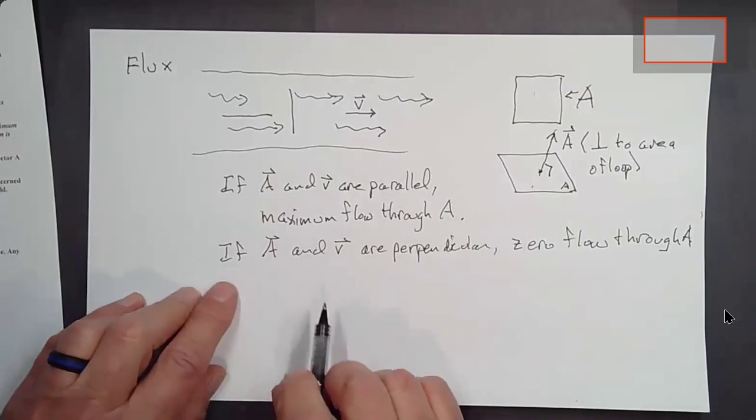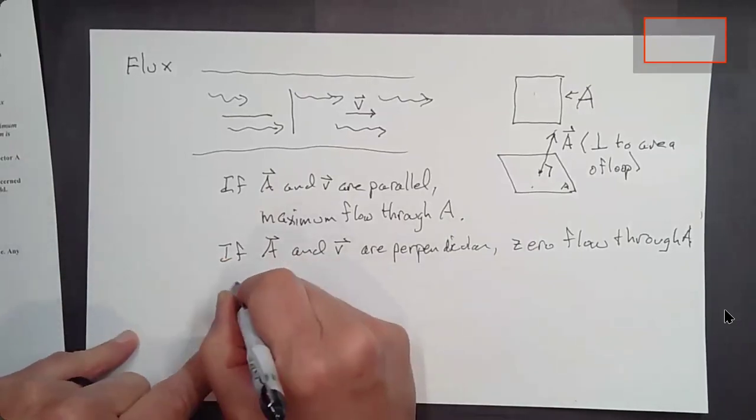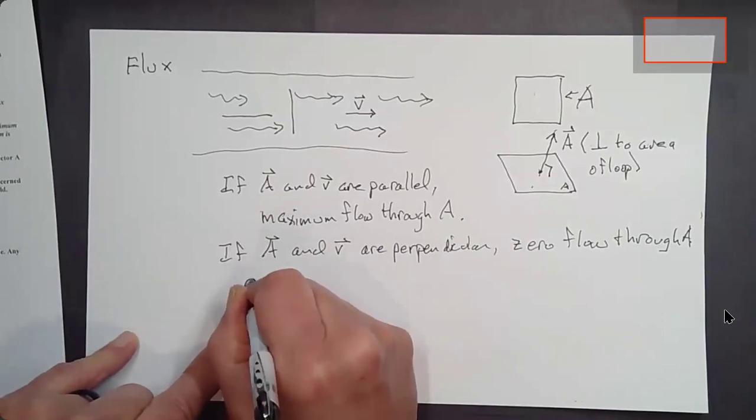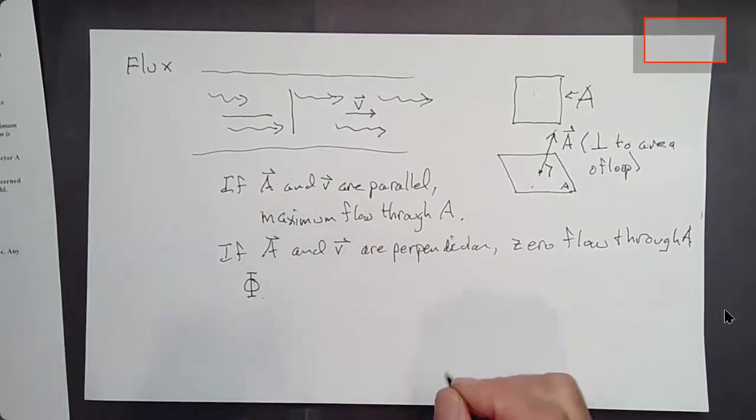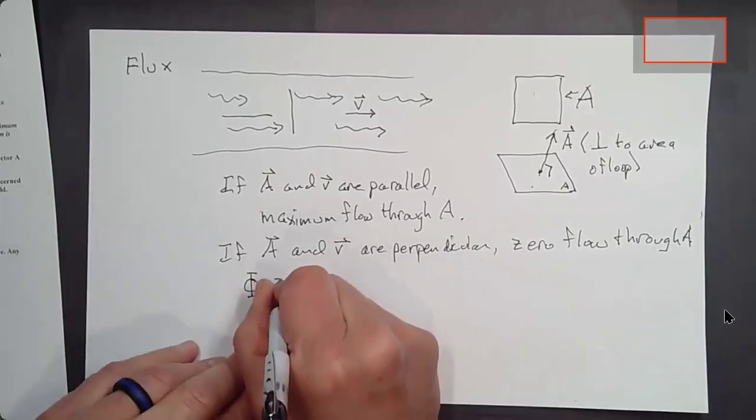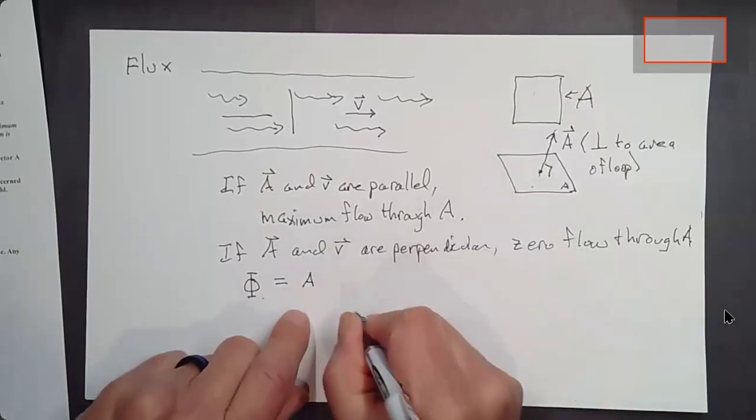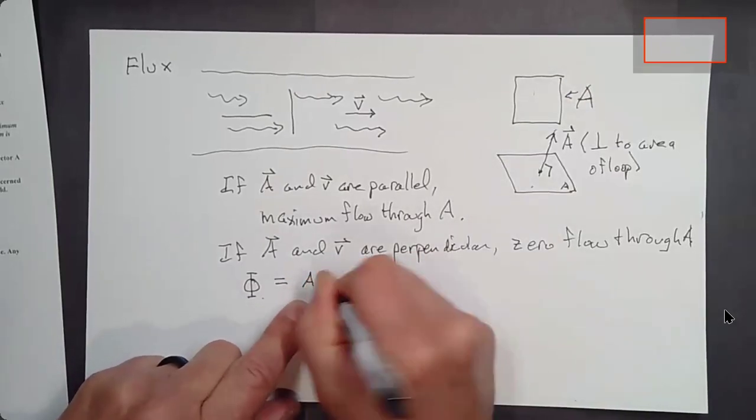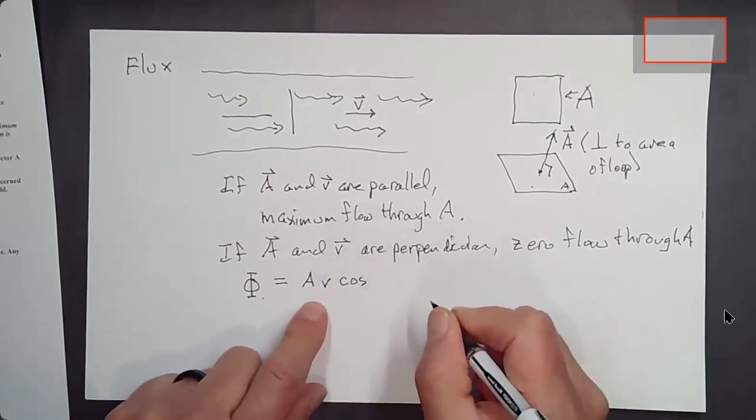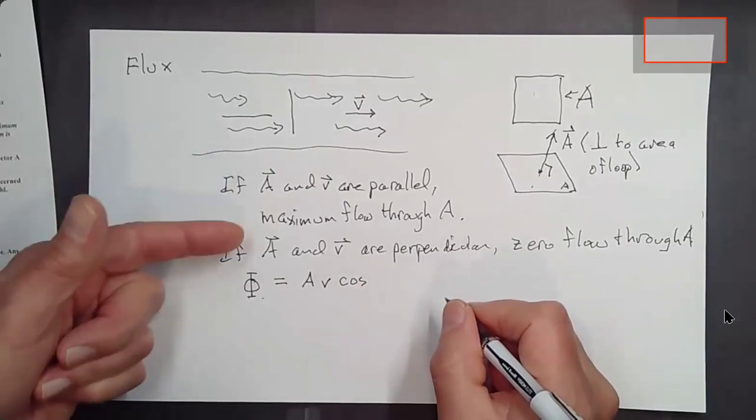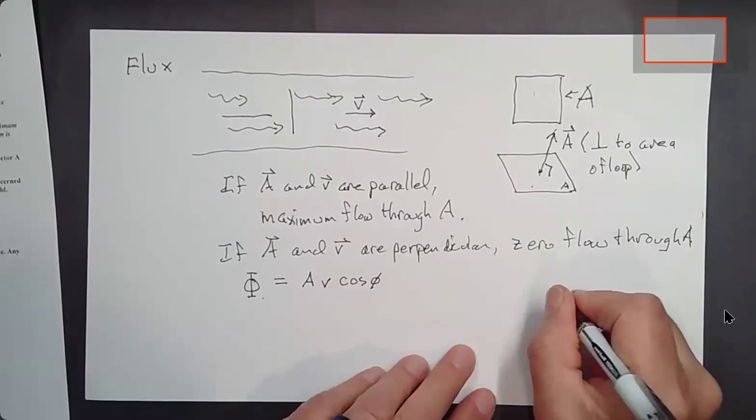Okay, well, what about in between? Turns out the amount of flow through the thing will equal, and I'm going to use this for the flux of the stream through the area A. It's actually going to equal the magnitude of A, magnitude of the area, times the magnitude of the speed, times the cosine of the angle between A and V. And let me show you why that might be the case.